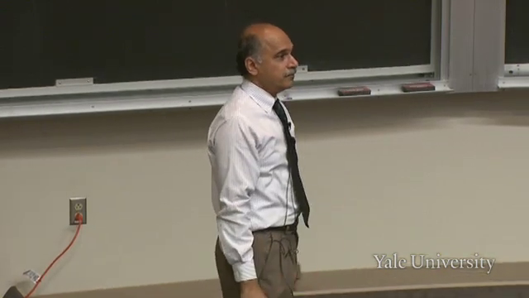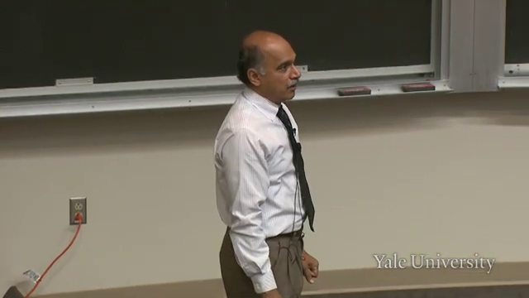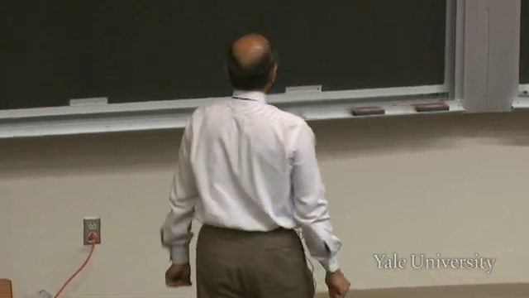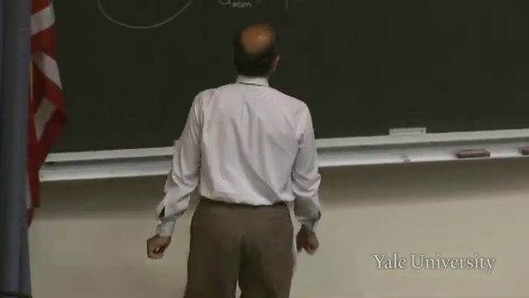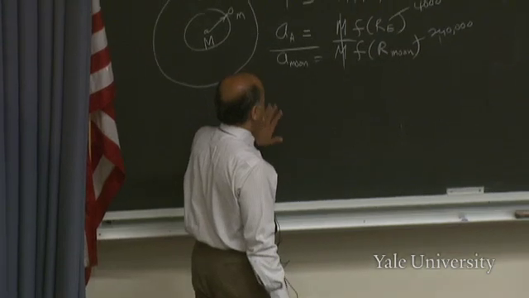Yes? Are you assuming that the orbit is a circle? Yes. Is that why you can use v squared over r? Right, exactly. In fact, if it's not a circle, it's much more complicated. So in this calculation, we'll assume everything is a circle.